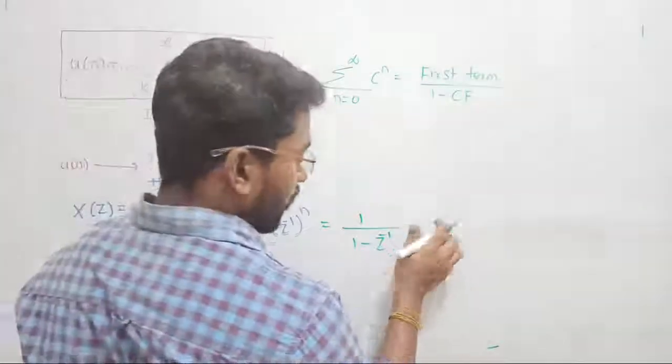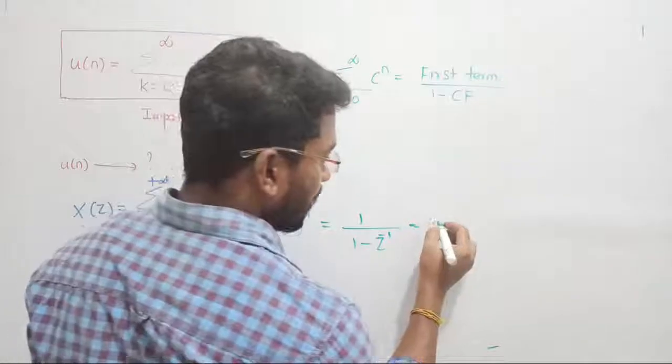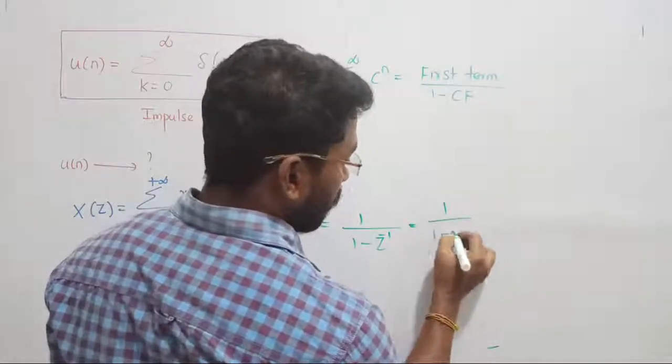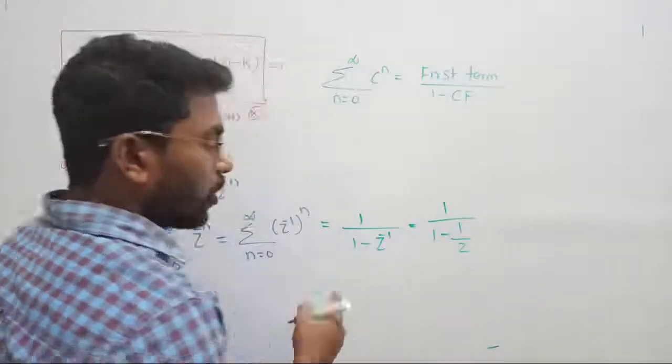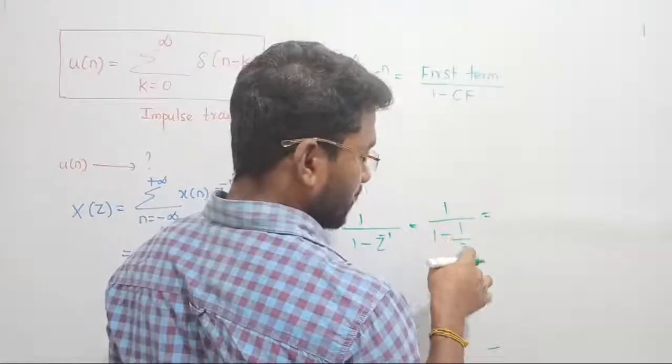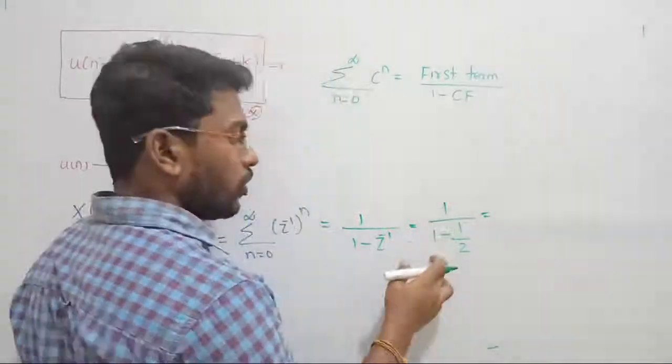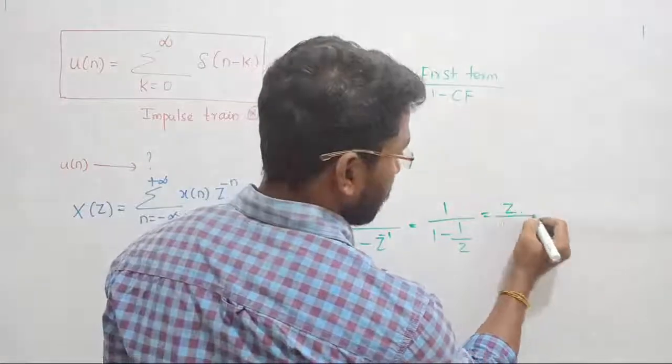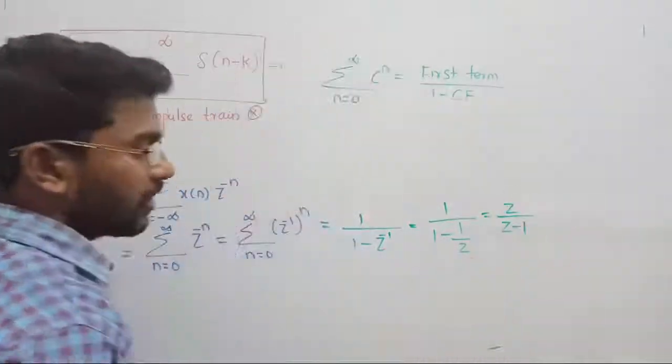So this function can be defined as 1 upon 1 minus 1 by z. If I take the reciprocal, the denominator becomes the numerator after taking LCM, so this function can be written as z upon z minus 1.